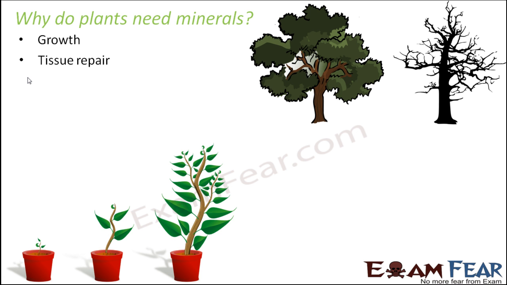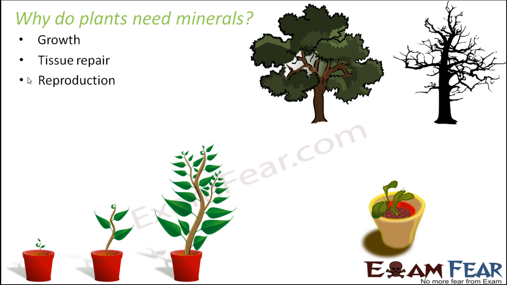Besides that, tissue repair. Something went wrong inside the plant, some part of the plant underwent some issues. Repairing those tissues needs some additional energy. From where will the additional energy come? It will come from the minerals, from the nutrients. Reproduction. Plants need to reproduce. Reproduction is a basic metabolic process, and it needs a lot of energy for that organism to perform. So reproduction also needs minerals, and minerals come from the soil.